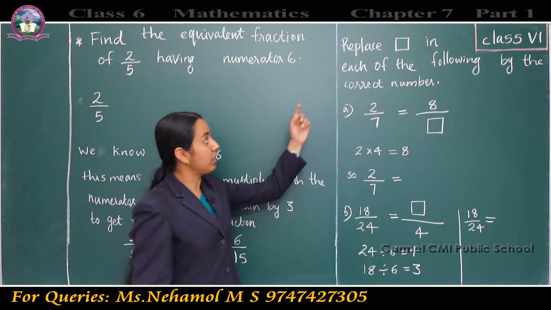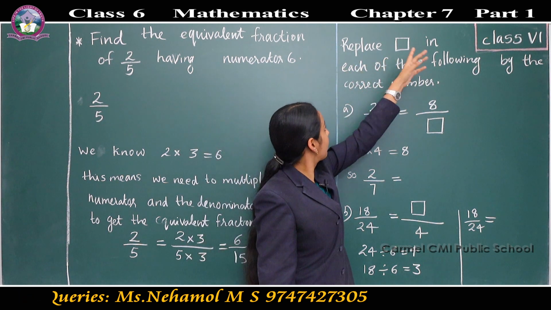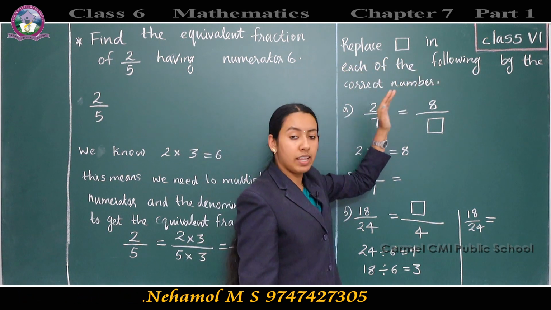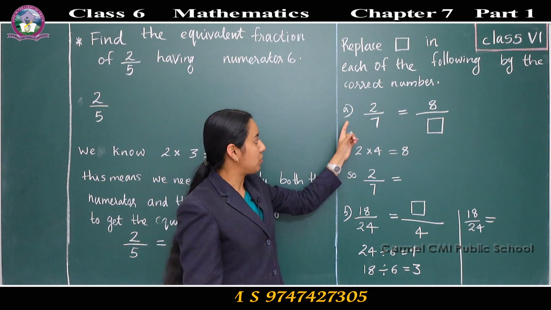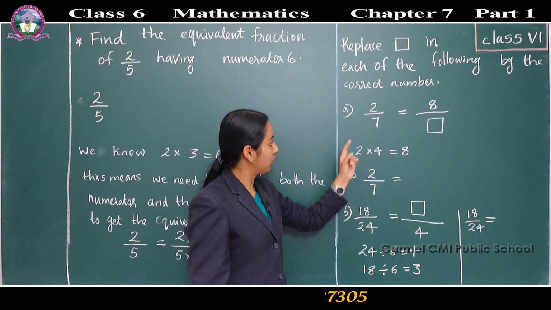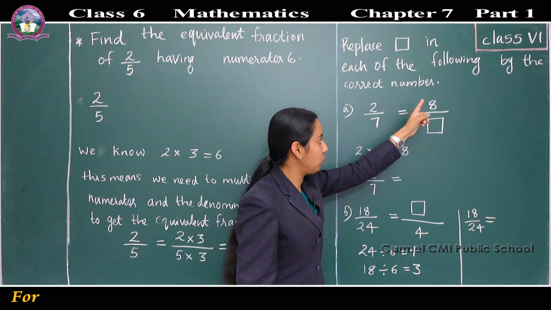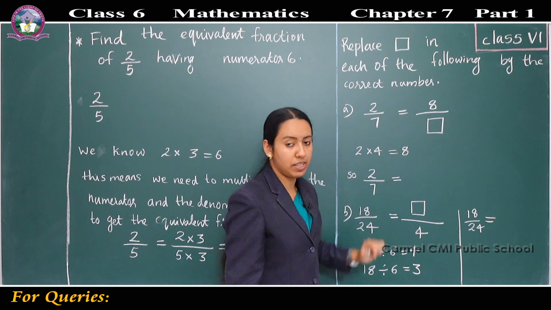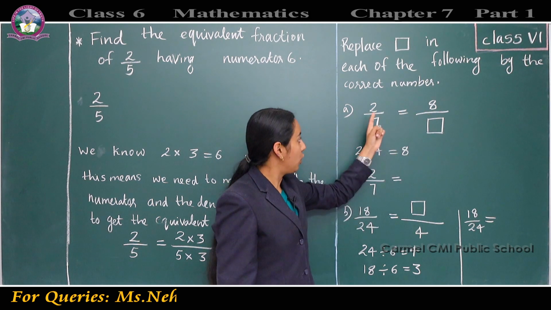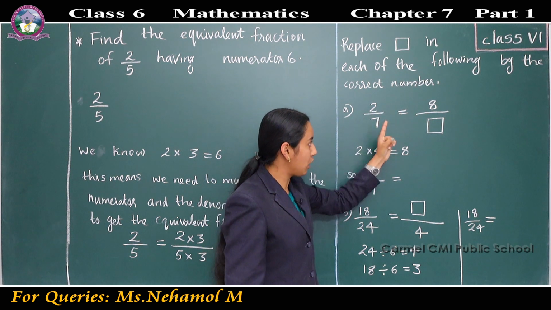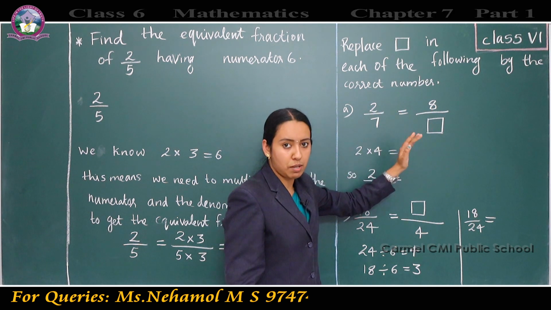Next question. Replace the blank space in each of the following by correct number. First one, 2 by 7. 2 by 7 is equal to 8 by dash. That number is missing. We have to find the missing number. 2 by 7 is equal to 8 by some number.